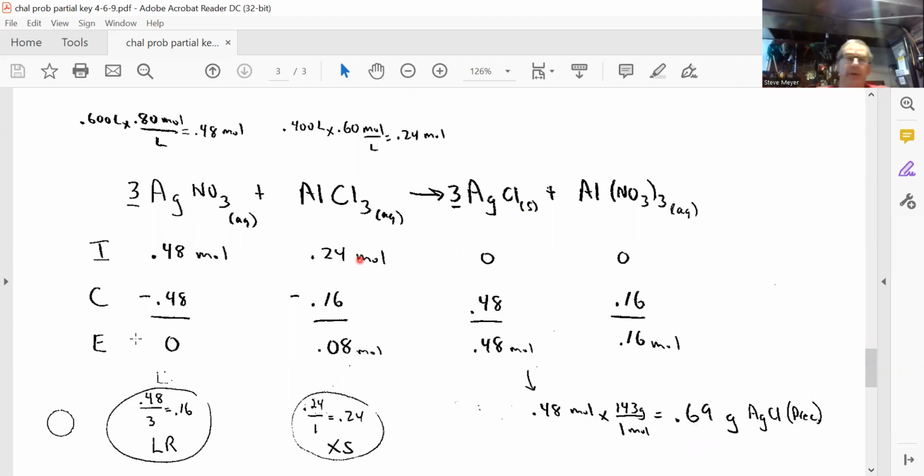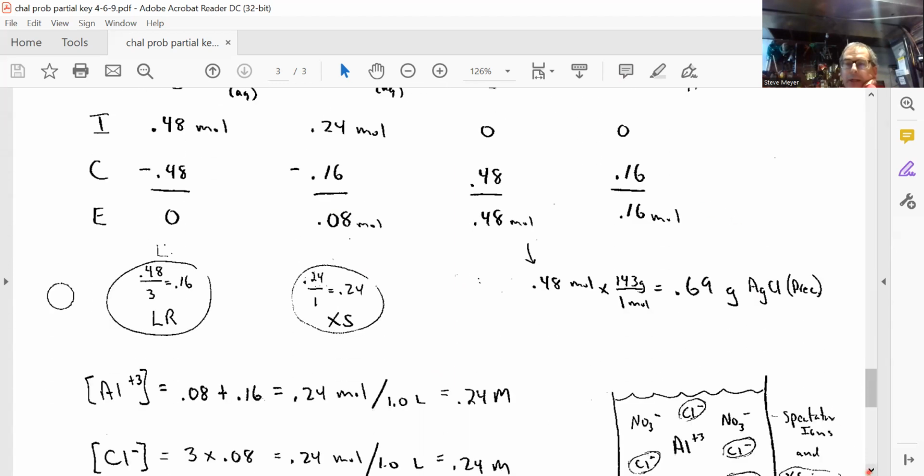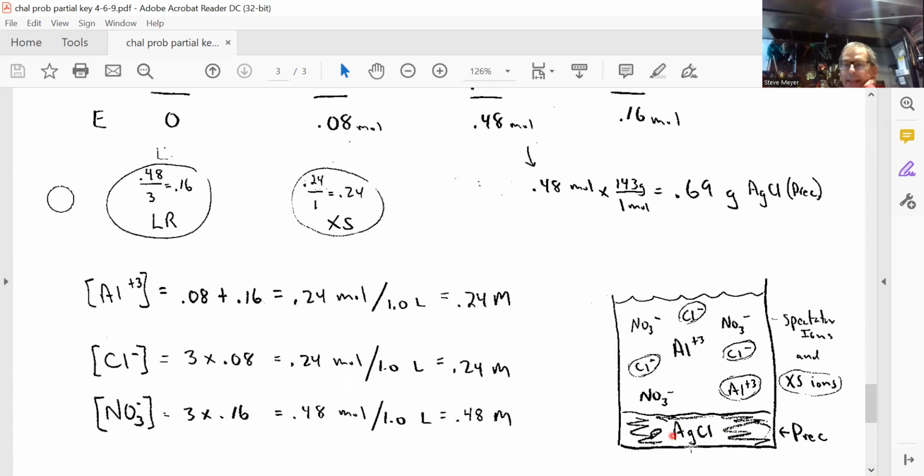Okay, so here's how I showed how I got the limiting reactant, the excess. Thought I showed that someplace. Okay, what about the concentration of each ion left over? Well, just looking at this, all of the AgCl sunk to the bottom. Okay, so just looking at our picture, that is down here. So that's out of the picture. That's all at the bottom.